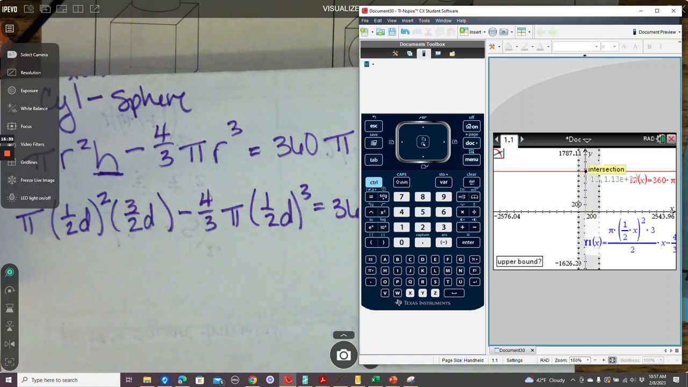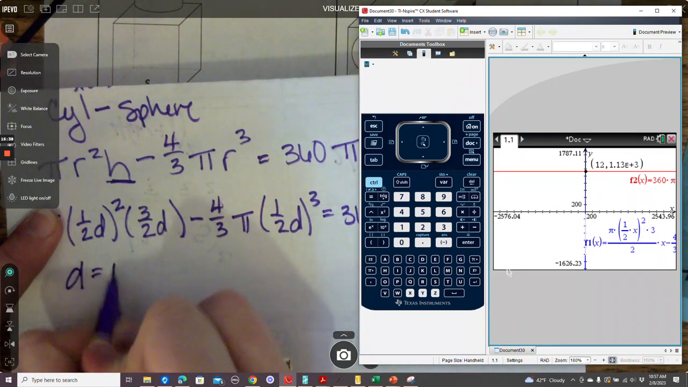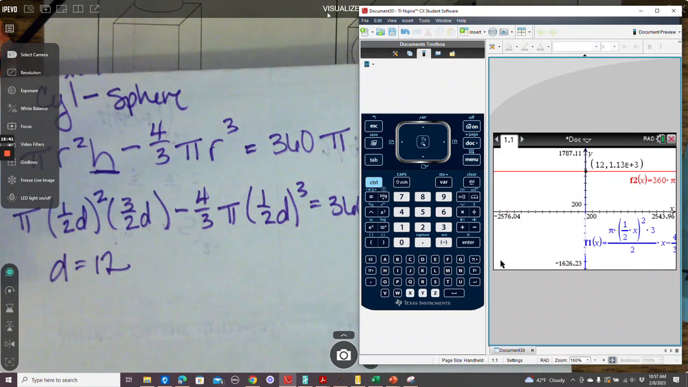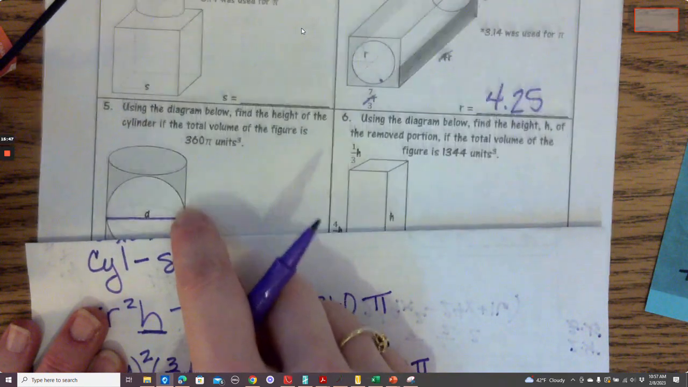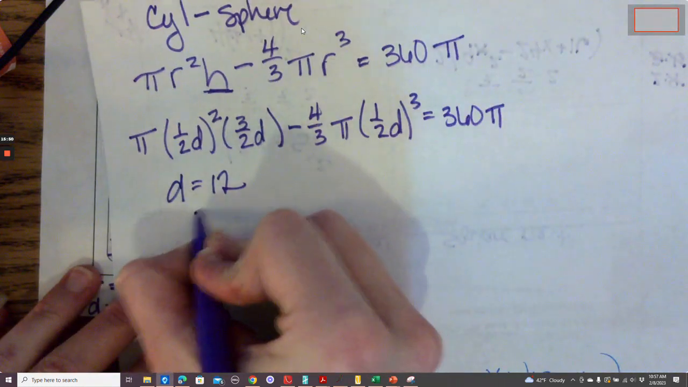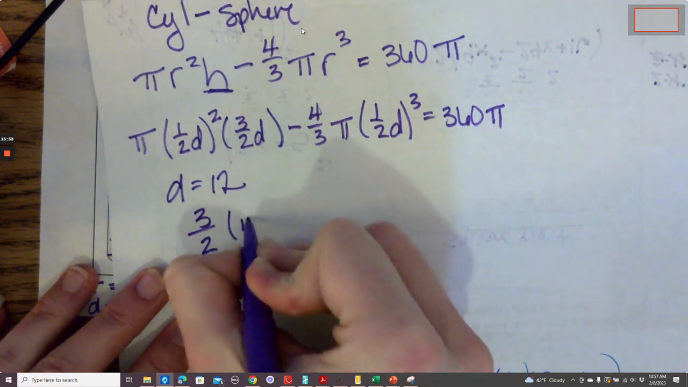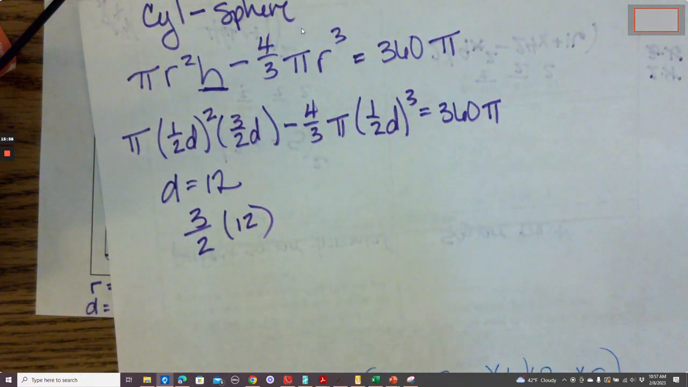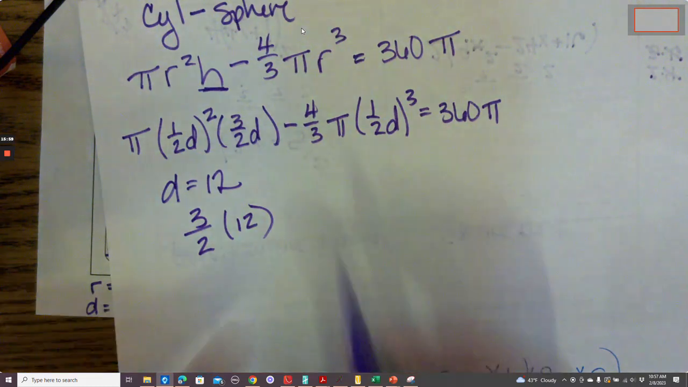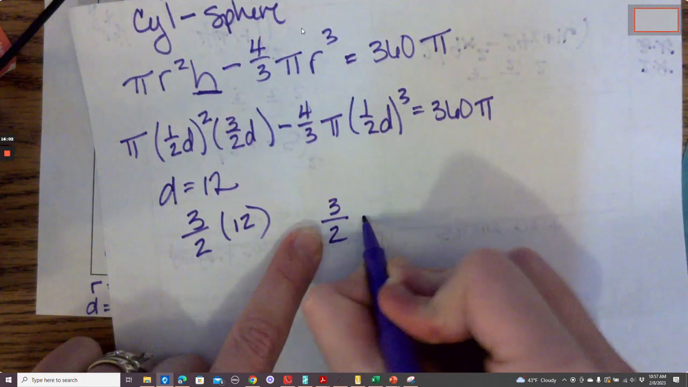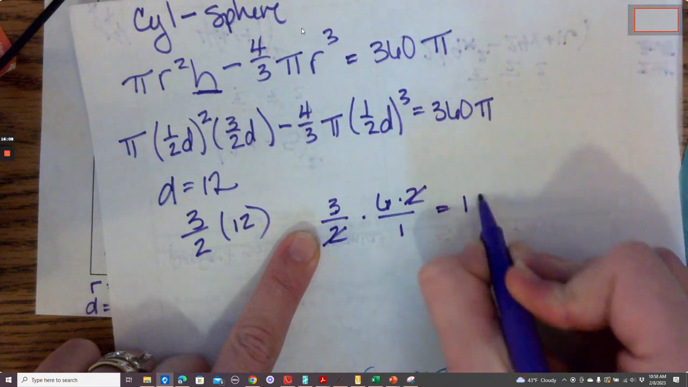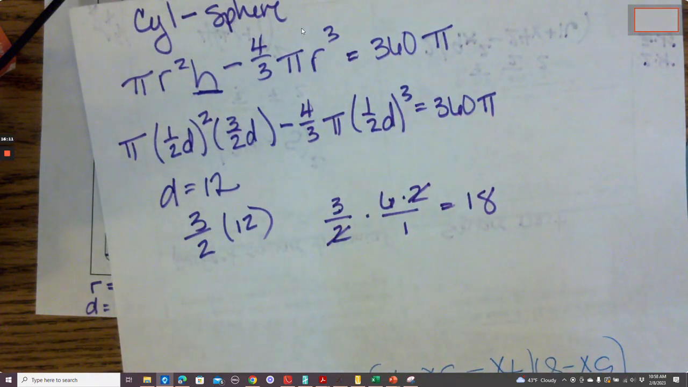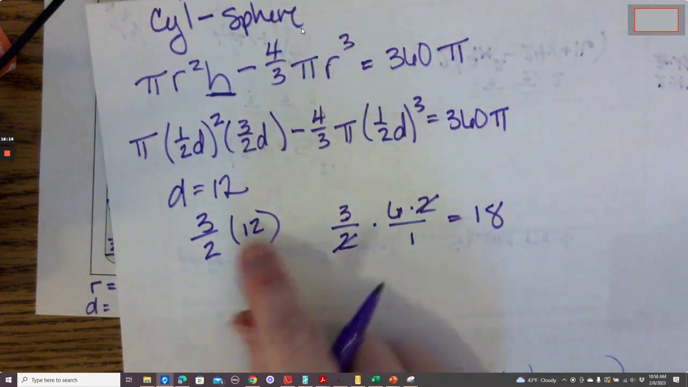Now, I've got another step after I'm done here, because I got 12. But that's this letter. D equals 12. That's not what I'm looking for. That means the diameter is 12. This one's the height, and this says the height is 3/2 D. So I have to take my answer and multiply it by 3/2. What's 3/2 times 12? 12 is the same as 6 times 2, so this cancels, 3 times 6 equals 18. We've got to get where we're not afraid of fractions. Or you can do it in your calculator.